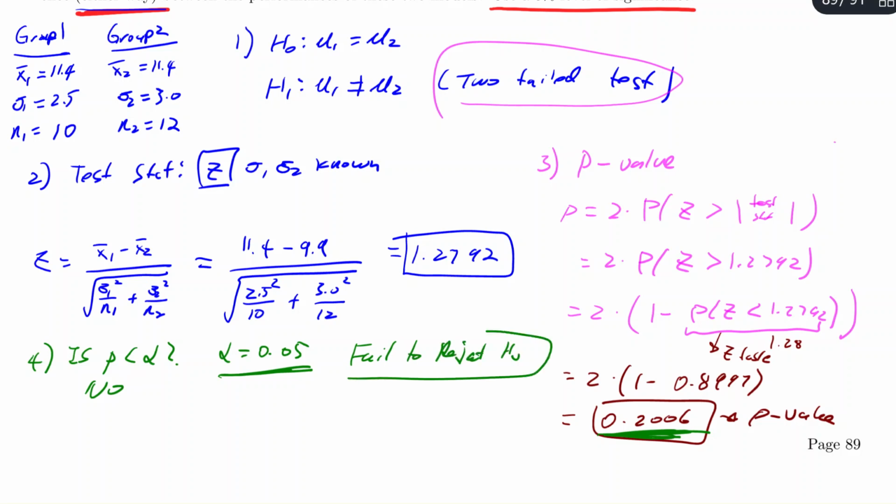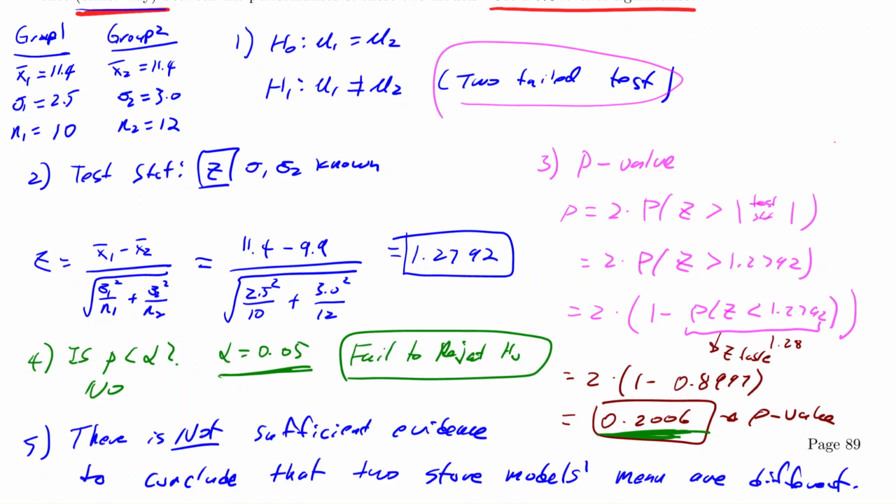Again, this portion is all the same. Only thing that has changed in this video is really the different formula for test statistic. So for conclusion, we write, there is not sufficient evidence to conclude that the two store models' means are different. So not equal means they're different, right? So we're just writing this alternative hypothesis in words. And there's not because we failed to reject H naught.